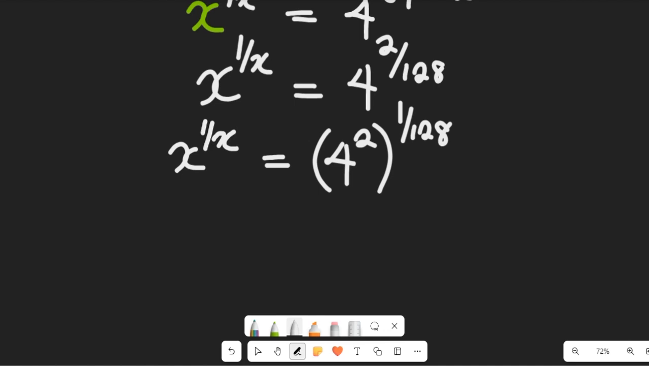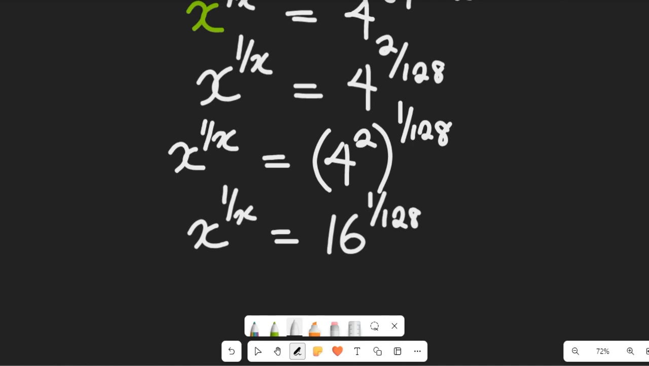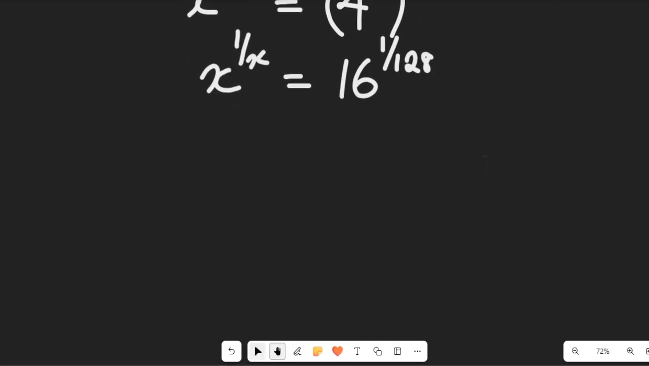So if I expand that, I'm going to have x to the power of 1 divided by x equal to 4 to the power of 2, which is going to give me 16 to the power of 1 divided by 128. Now I'm going to simplify further.